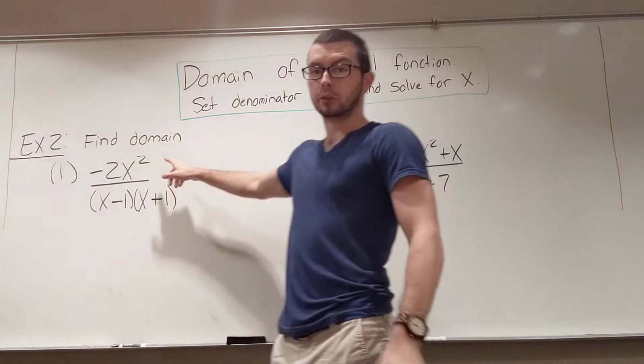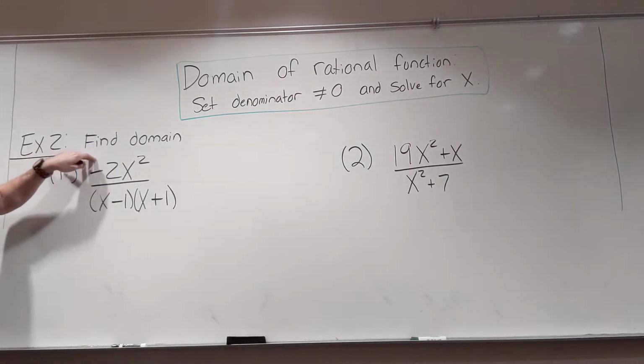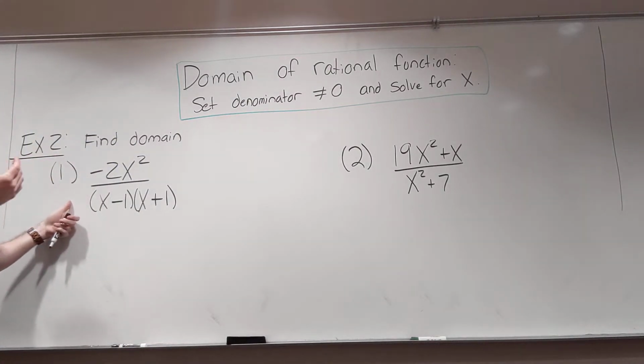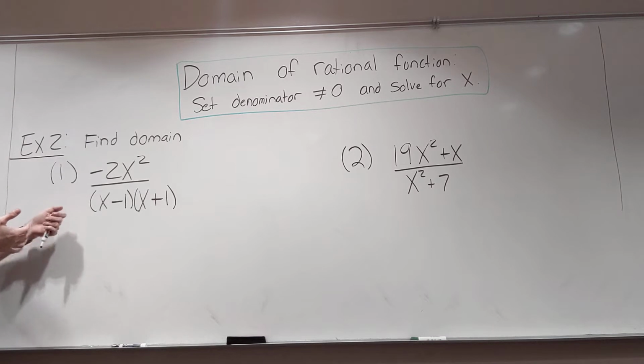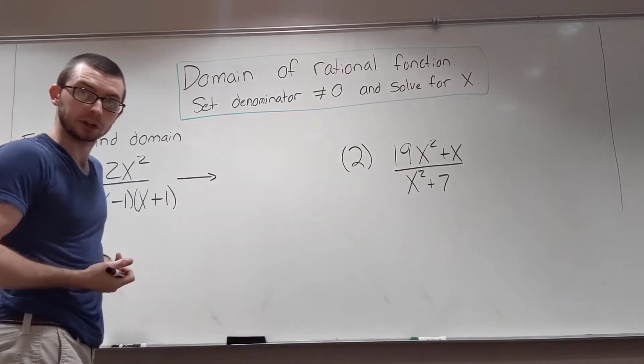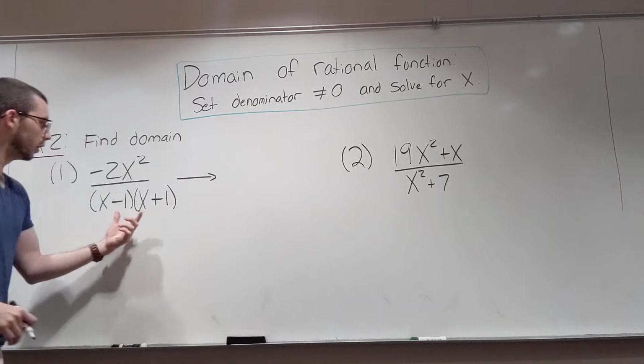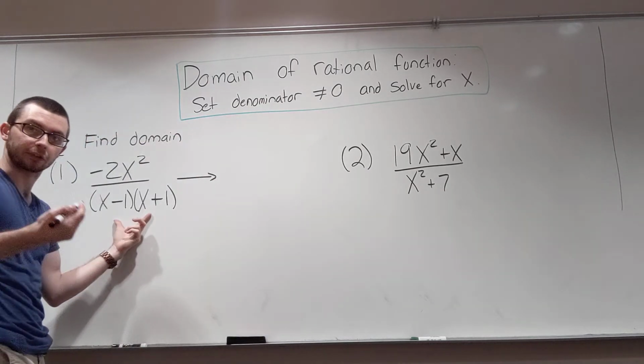The first problem we'll take a look at over here: let's find the domain of what virtually results in a fraction. What we want to do is simply set the denominator not equal to 0, because this rule tells us to do that. So here's the denominator, let's set it not equal to 0.